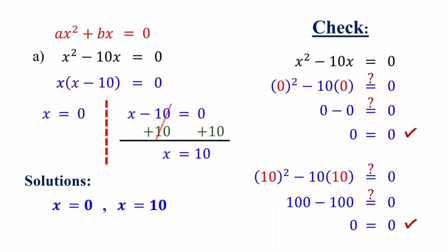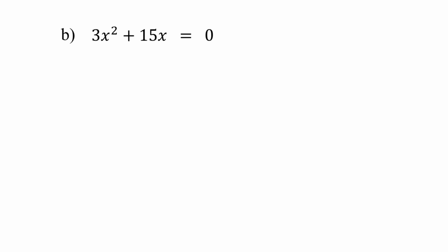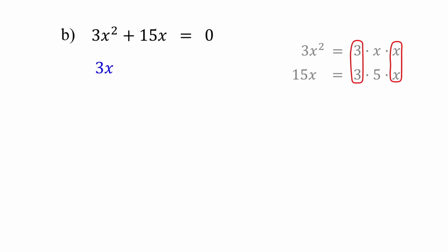Let's work on another example like this. As we did in the previous example, first, we factor out the GCF from each term. The GCF of the numbers is 3, and that of the variable is x. So, the GCF of the two terms is 3x. The other factor is the sum of what remains here, which is x plus 5.